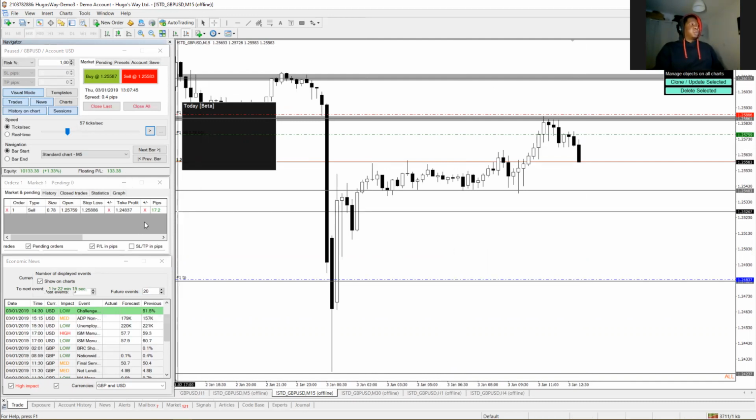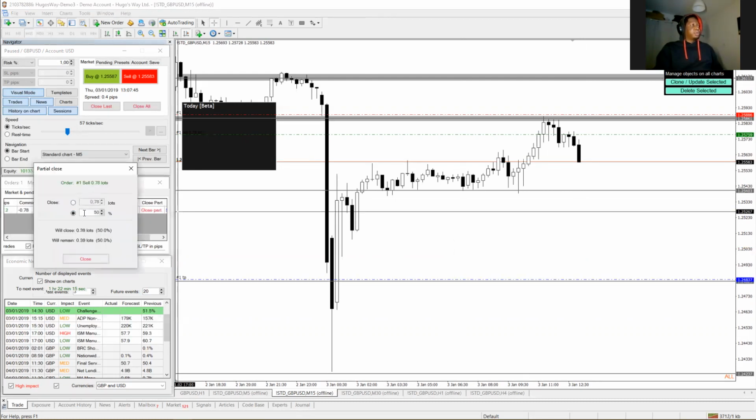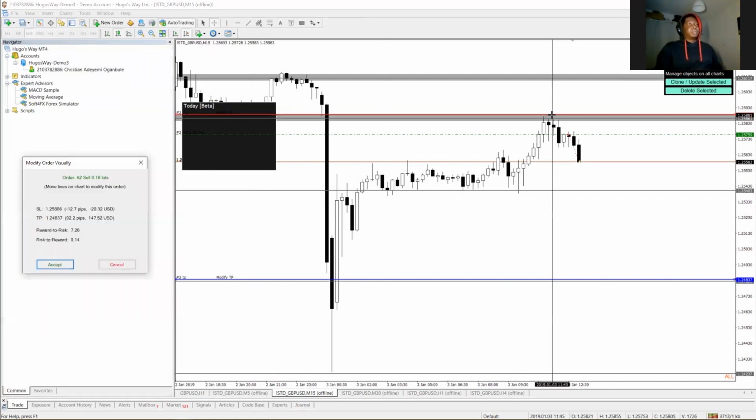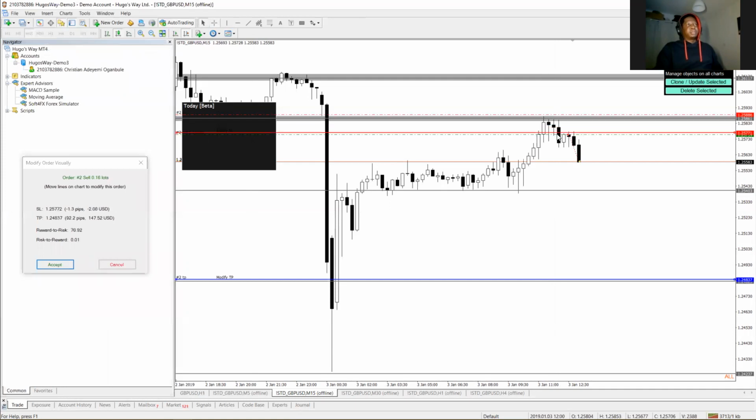So I'm going to close 80% of this trade at this point. I'm going to close 80% and put the rest at break even, and see if we can continue till at least this point where I will close everything. And if we get this super TP, that'll be crazy.